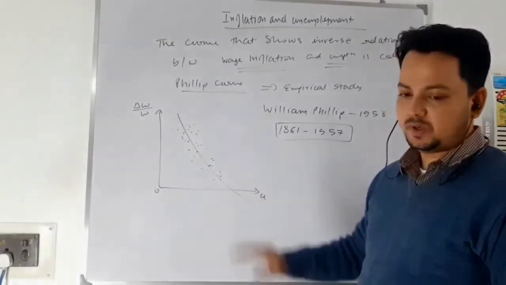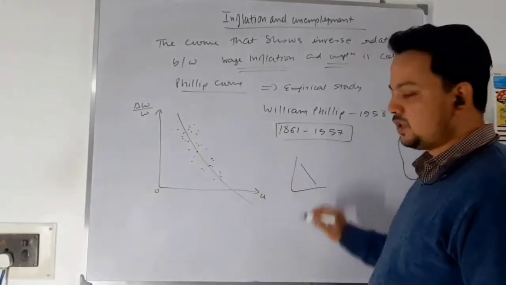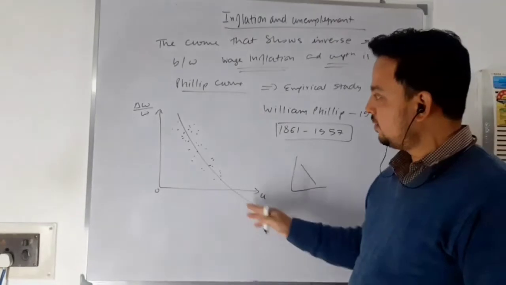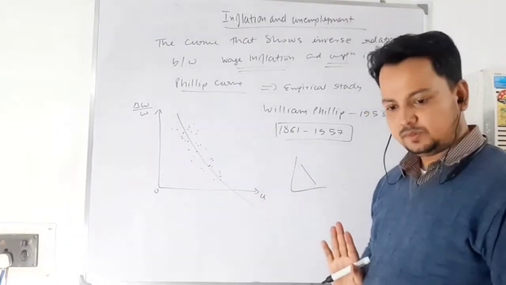This is what we mean by non-linear relationship. Linear relationship means slope remains the same. Slope is constant. Non-linear relationship means slope is changing at each point on this curve.